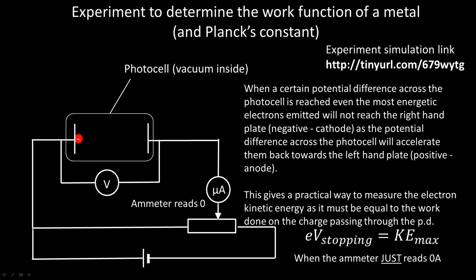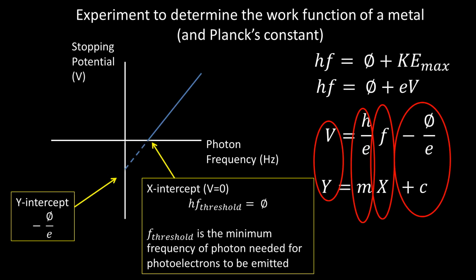So what we say is that the work done just at the stopping potential, so that the most energetic electrons don't quite make it to the right hand plate, is going to be equal to the stopping potential times the charge on the electron. That's W equals QV. Okay, so that's how we get the stopping potential and know that it's equal to the maximum kinetic energy. That's going to be important for the next slide. Okay, so here's the results of our experiment.